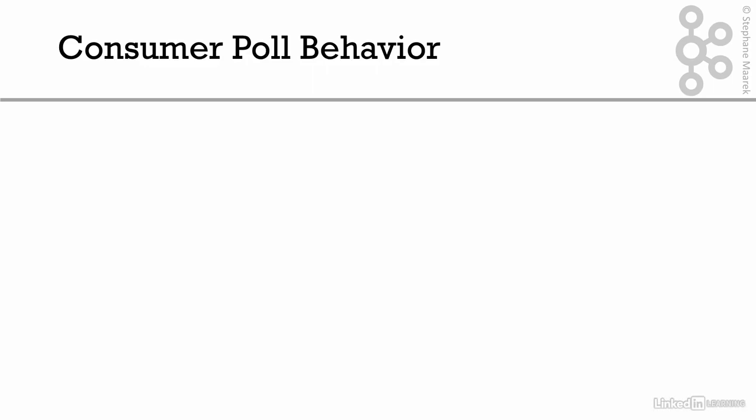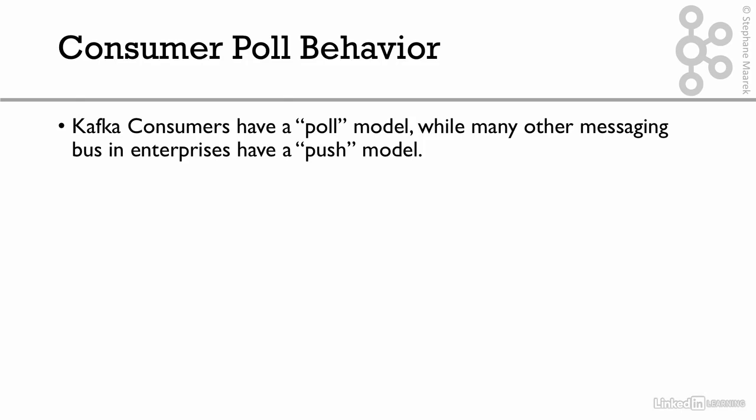Okay, now let's get back to some theory and understand how the poll for the consumer works. So Kafka consumers, they have a poll model. That means that basically they will ask data from Kafka. Many other messaging buses and enterprises have a push model. So that means that the server pushes data to the consumer and the consumer waits.